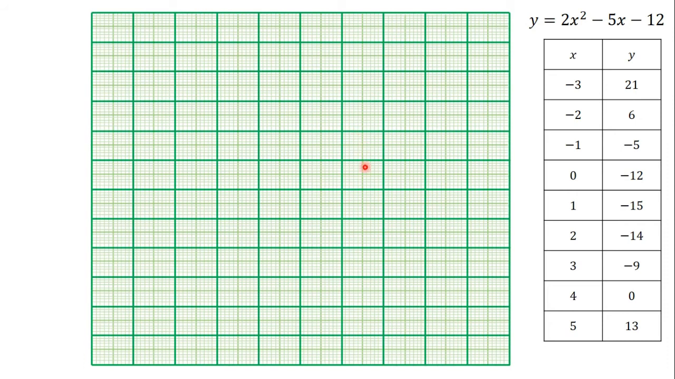This is our graph sheet, and this is the set of x and y values we had in the previous video. So we have the x values here, we have the y values here. And these values are for the relation y is equal to 2x squared minus 5x minus 12. The scale we are going to use is 2 centimeters to 1 unit on the x-axis and 2 centimeters to 5 units on the y-axis.